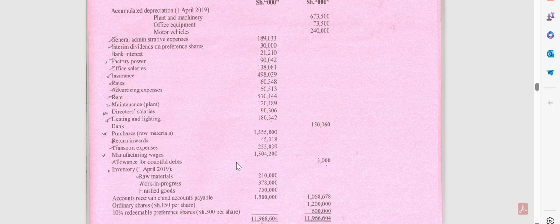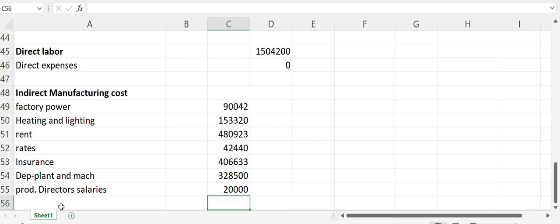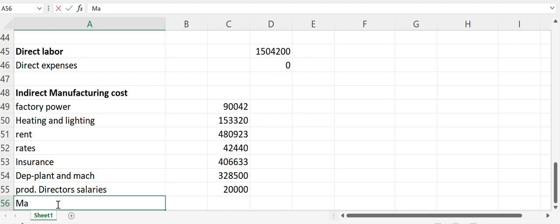Okay, so we can go back now to the trial balance. Anything else that should be recorded in the manufacturing that has the name plant or factory, we take it to the manufacturing account and indirect cost. So we are done with this. So this maintenance plant, maintenance plant.